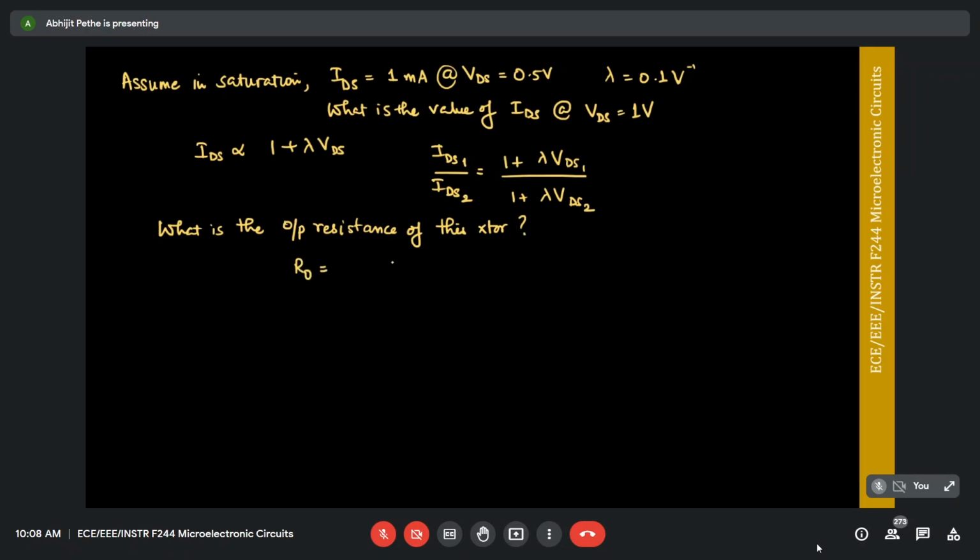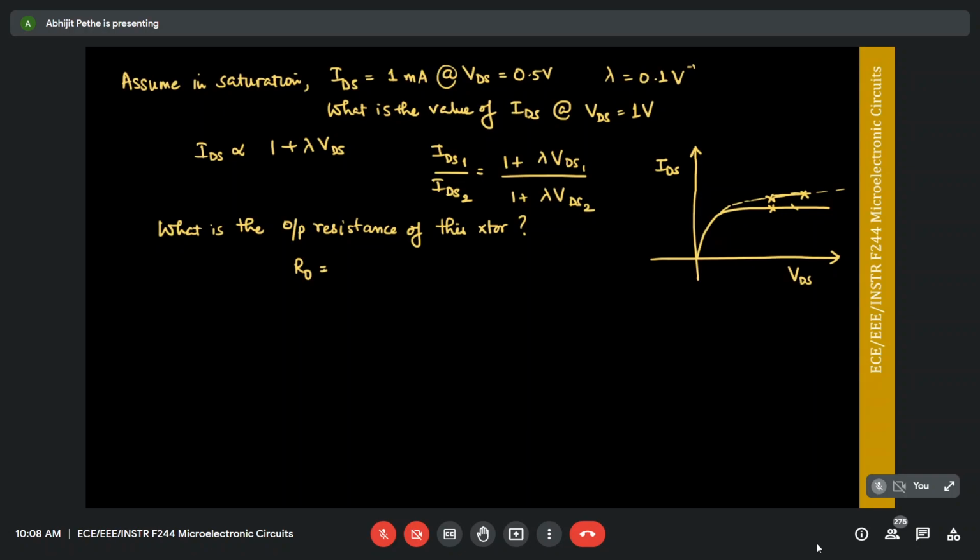VDS by IDS. Is it VDS by IDS or is it delta VDS by delta IDS is the question. That's delta VDS by delta IDS. Right. And you should remember that from here. So if you remember the ID/VDS characteristics, right? Suppose I'm in these two points in saturation, right?